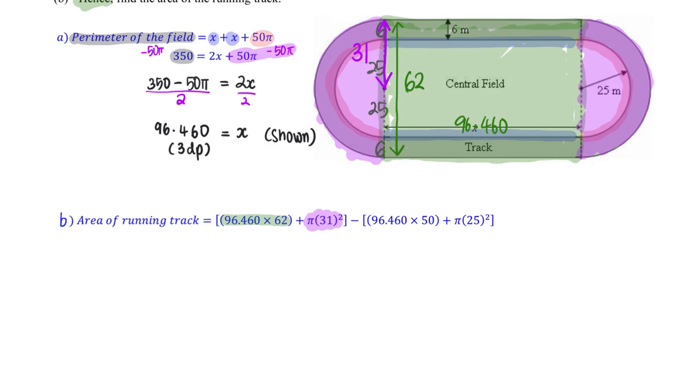I then need to minus away my small rectangle and small circle, which is again 96.460. But this time it is 25 and 25, they make 50. This is the small rectangle and the small circle.